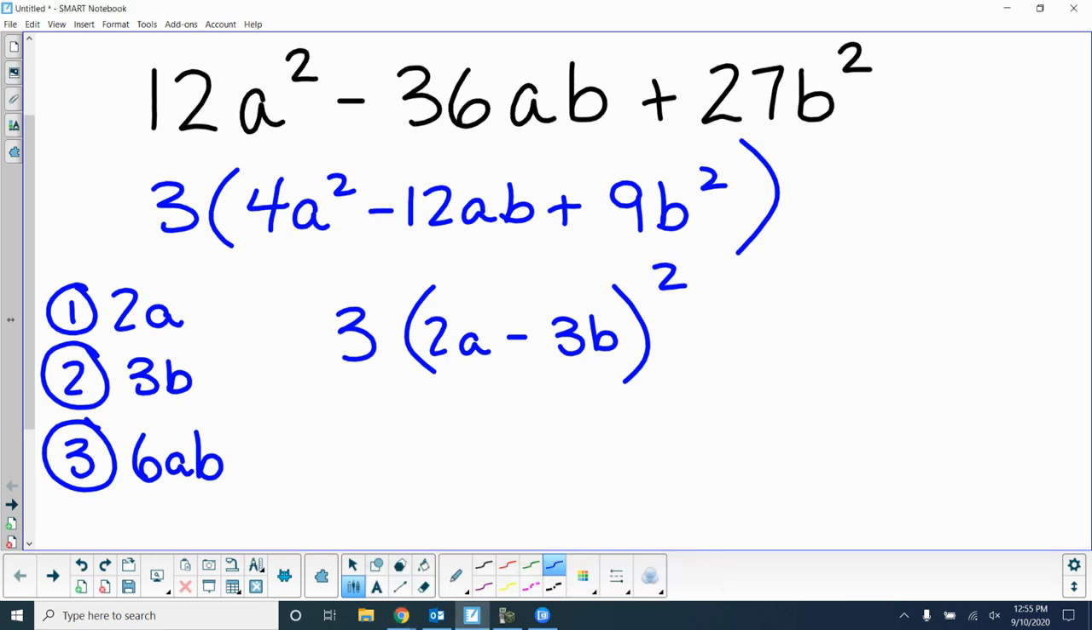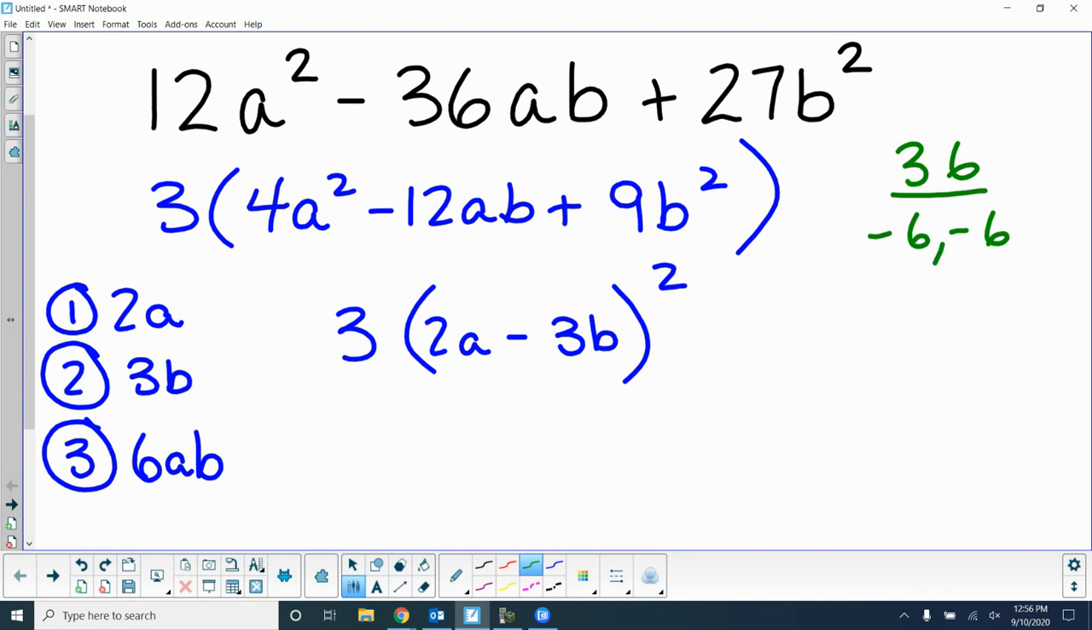Okay, so what you could do is treat it like a normal trinomial, it'll still work. What's 4 times 9? 36. What factors of 36 will add up to negative 12? Right, negative 6 and negative 6.